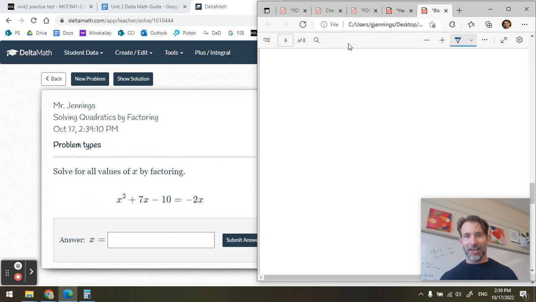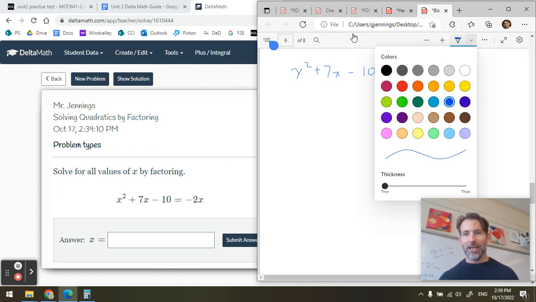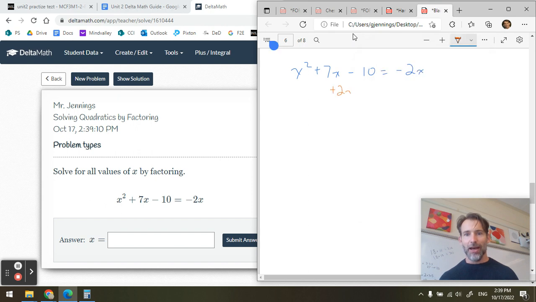Copy it out. X squared plus 7x minus 10 equals negative 2x. Oh, darn, they did it again. It's not all the same. Well, let's add 2x to both sides, because I see I have negative 2x's over there. So if I add 2x, that would be now 0.